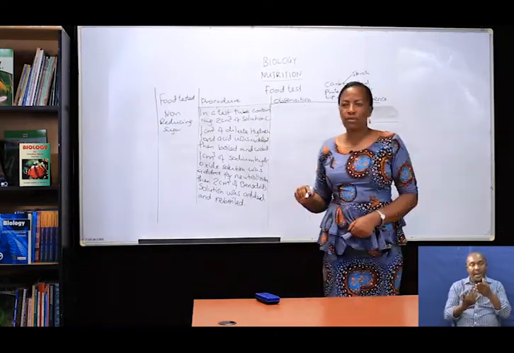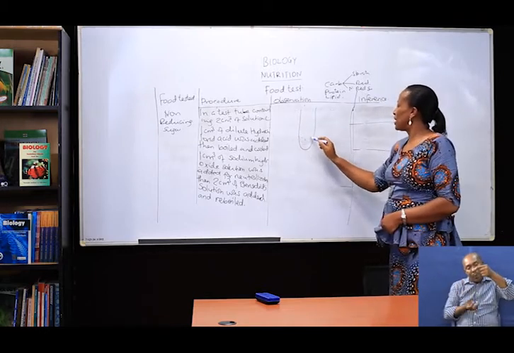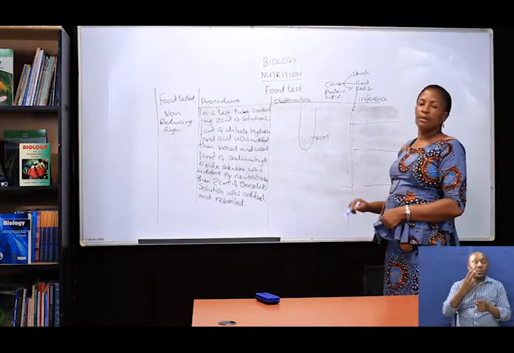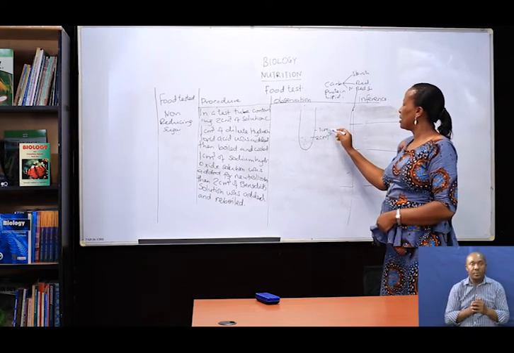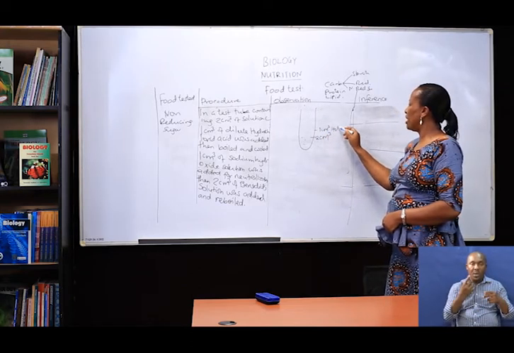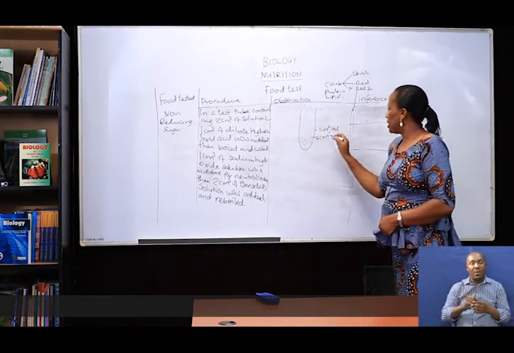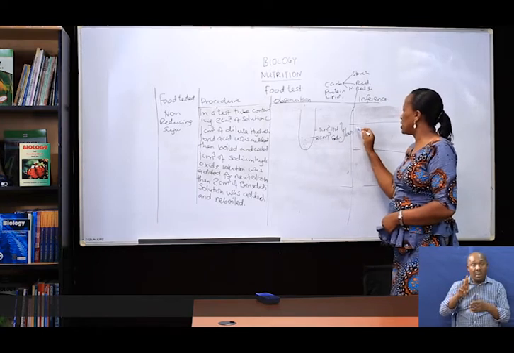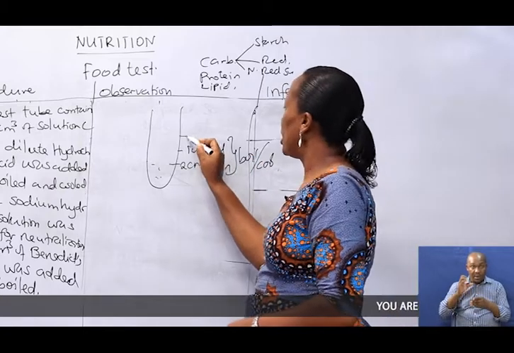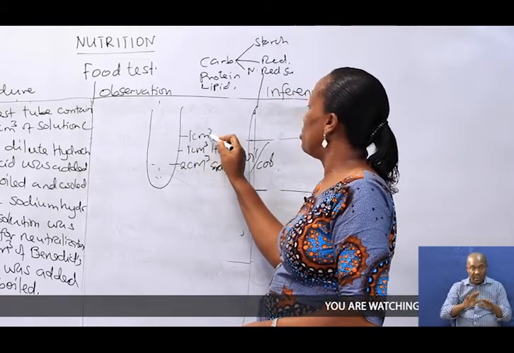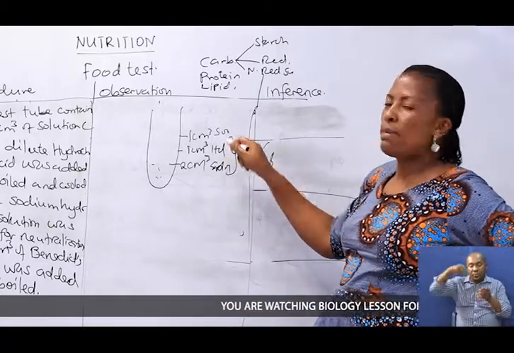In a test tube, your test tube is here, 2 cm³ of food sample, 1 cm³ of HCl, hydrochloric acid. Here is solution C. Then boil. After these two, you boil the content. Then allow them to cool. After cooling, 1 cm³ of sodium hydroxide was added. Now, why HCl? Why sodium hydroxide?